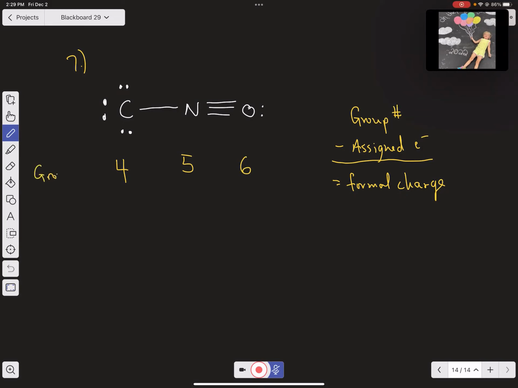All right, so carbon is group 4, nitrogen is group 5, oxygen is group 6. So that's our group number. And then next we want to figure out our assigned electrons.